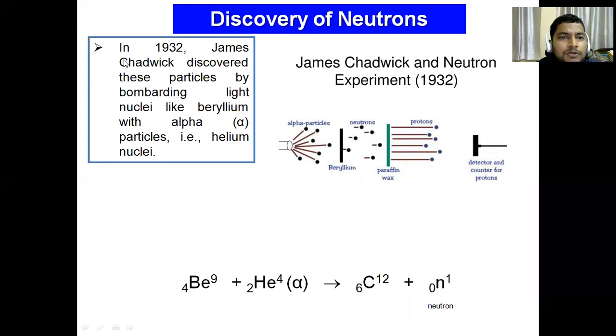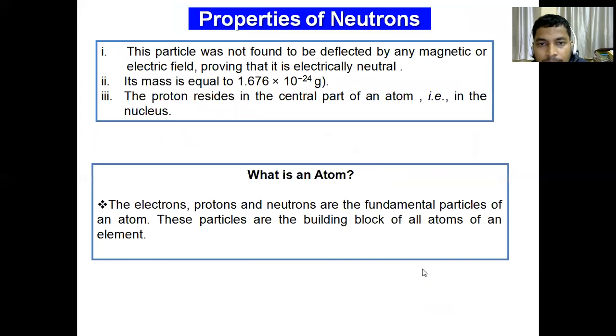Now, later on in the year of 1932, James Chadwick discovered the neutron particle by bombarding light nuclei of beryllium with alpha particles like helium. So this is the experimental setup, and you can see here, when beryllium is bombarded with helium, that is alpha particles, it will produce neutrons.